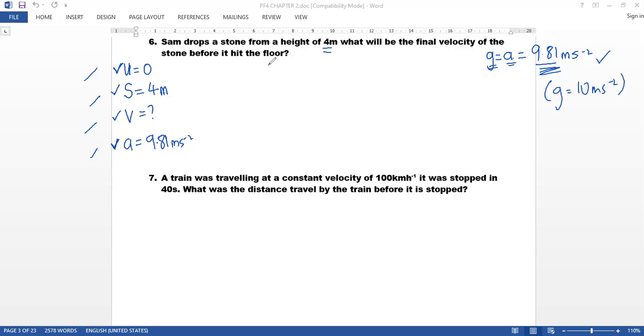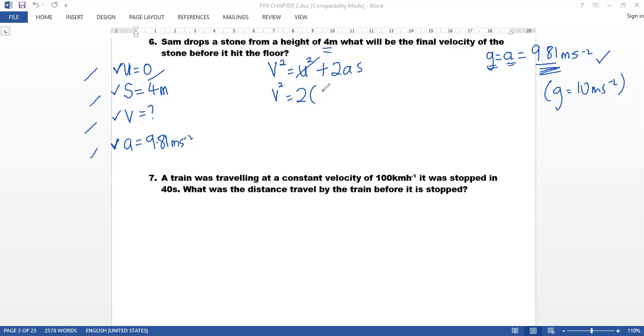If you're using SAVU, the accurate formula to be used is V square equals to U square plus 2AS. What is V? We are looking for V, final velocity. Initial velocity was 0, so take away this one, gone.